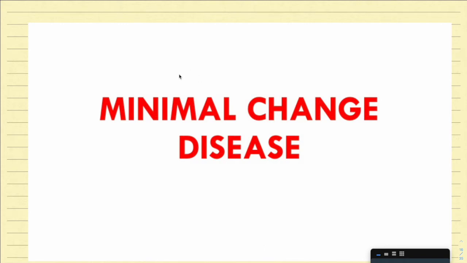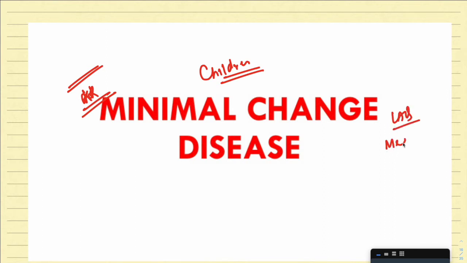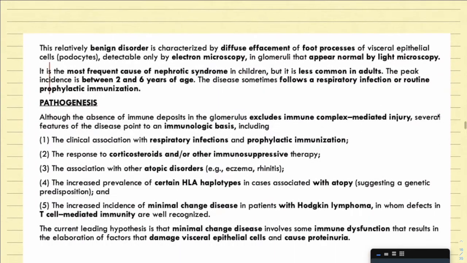So very importantly, the next very important nephrotic syndrome, and especially the most common presentation of nephrotic syndrome in case of children, is your minimal change disease. It comes as a long answer question in medicine, in pathology, as well as in pediatrics. In all these conditions this will come as a long answer question, minimal change disease.